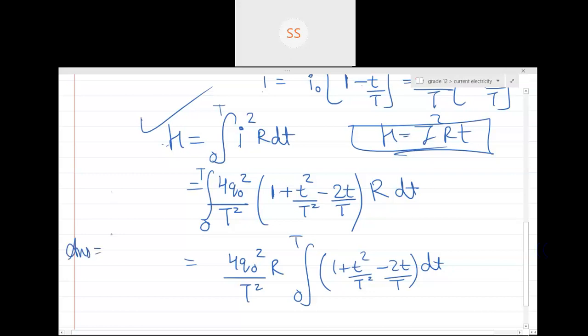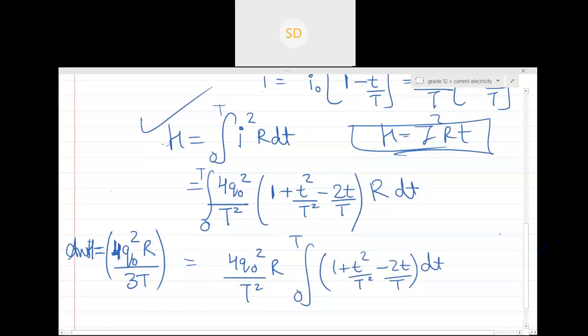Is everyone able to perform the integration right? Yes, sir. So basically this will be your final answer. This will be the total heat produced: 4 times Q naught square by 3t. Now one t will get cancelled out somewhere. So this is the final answer.